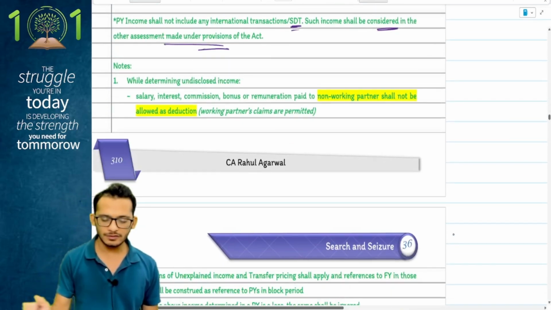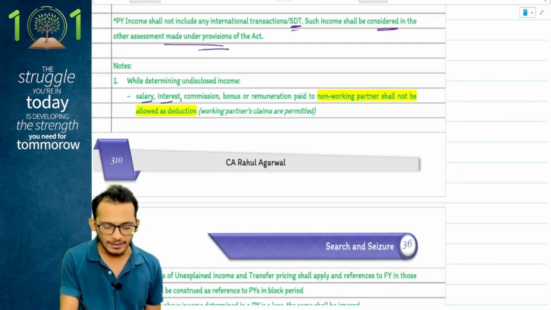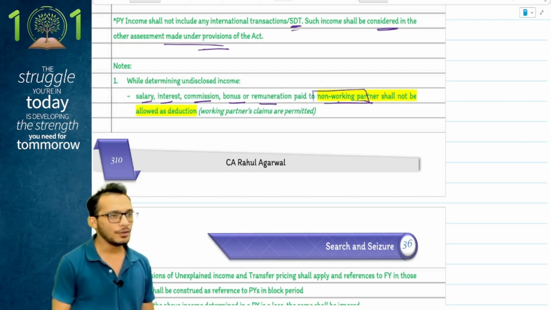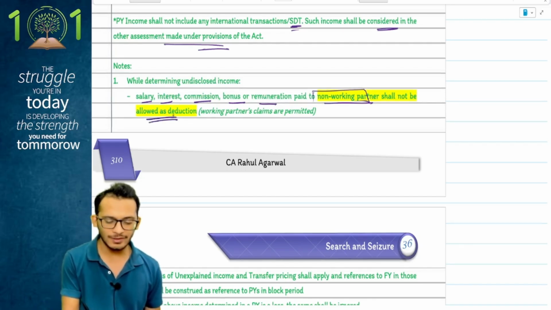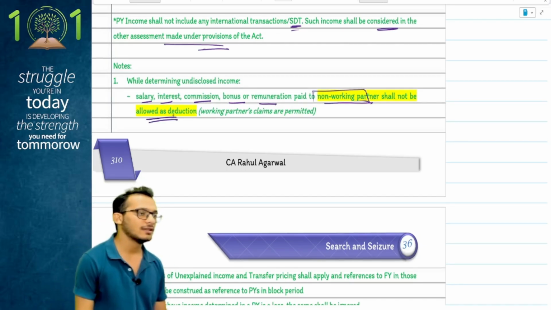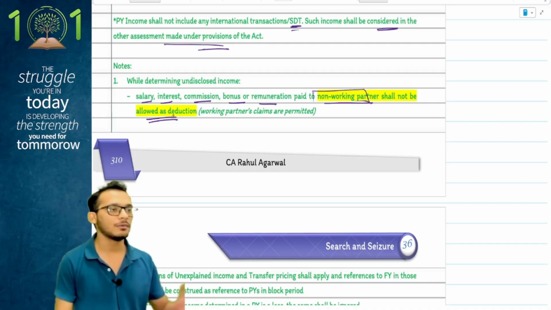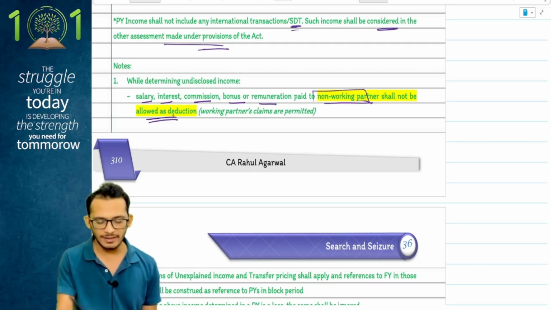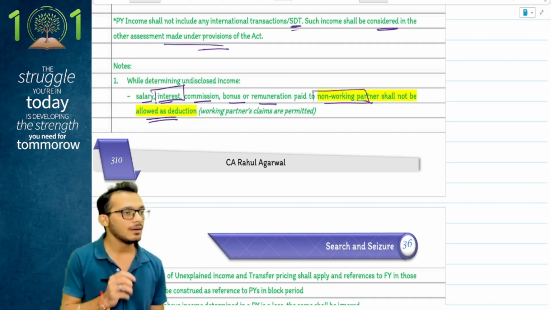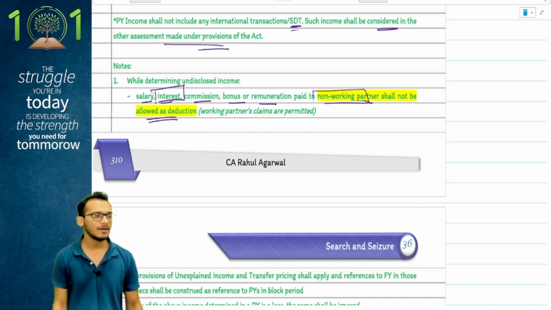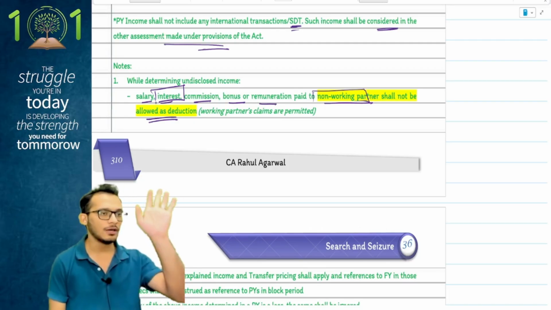While determining the undisclosed income, any kind of salary, interest, commission, bonus or remuneration paid to non-working partners shall not be allowed as deduction. People, is this something you don't know, or you know? You don't know. For non-working partners, only salary is not allowed. Interest is allowed. Here is a case where I'm coming and saying interest will get permanently disallowed for non-working partners.